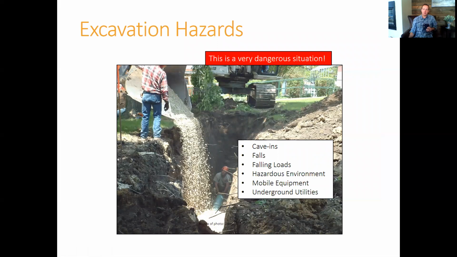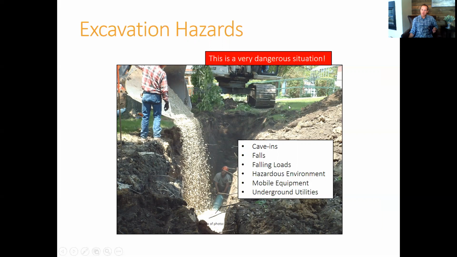Okay, this guy here. So if you'll notice, there's a guy right down here in the trench. There is absolutely no reason for him to be there. He's holding the pipe in place. Why? I don't know. So we've got quite a few problems here. We've got the fact that there's a piece of equipment up here causing vibrations that could cause that trench to collapse. That trench is deeper than 5 feet, and there's no protective system.